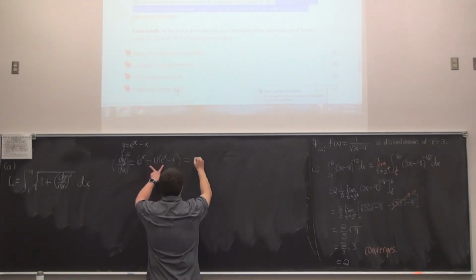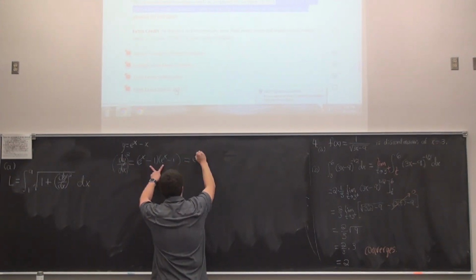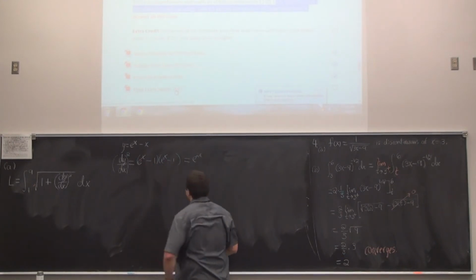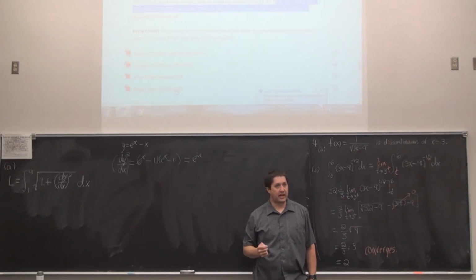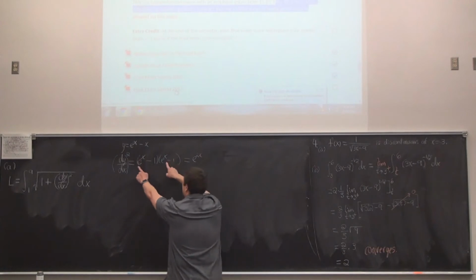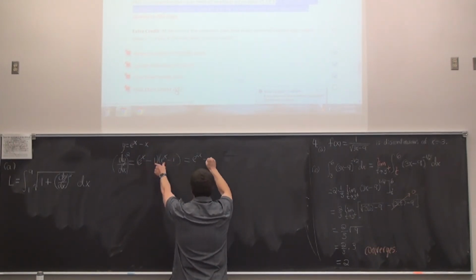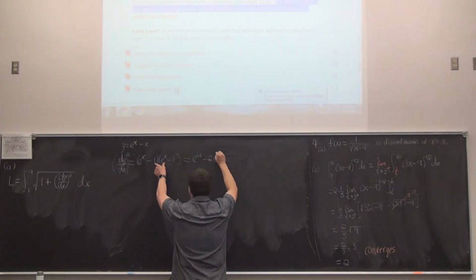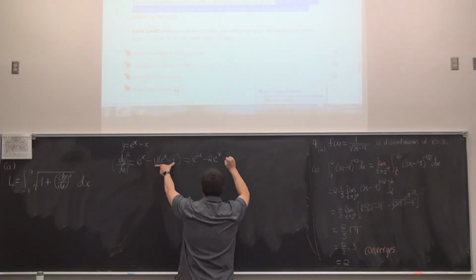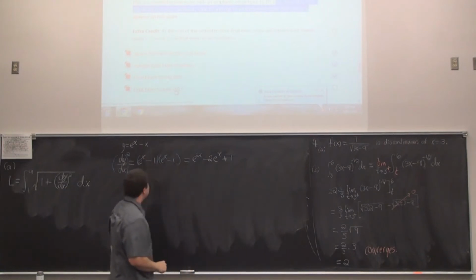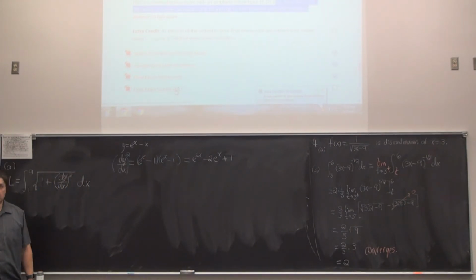This will be first e to the x times e to the x. That's e to the x squared, or e to the 2x if you like, since the exponents add together in this multiplication. Then here to here is negative e to the x. There's negative e to the x again. So there's negative 2 e to the x. Finally, here to here is going to be plus 1. So that's our dy dx squared.